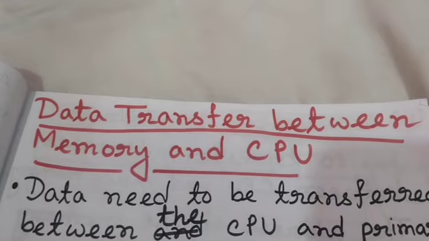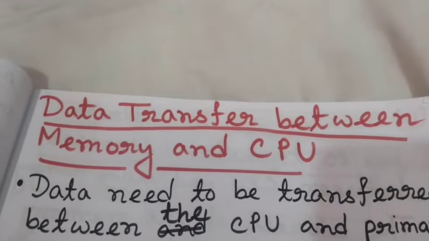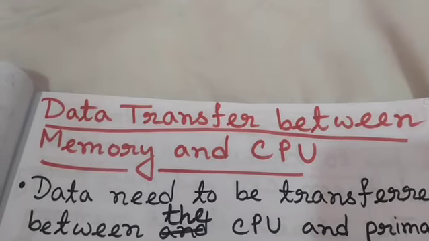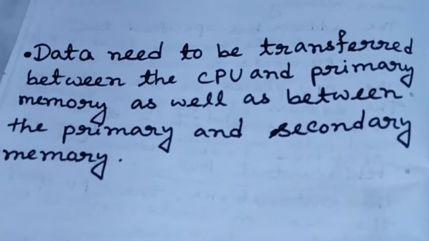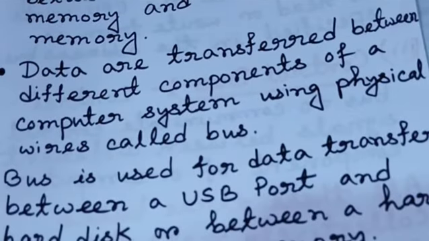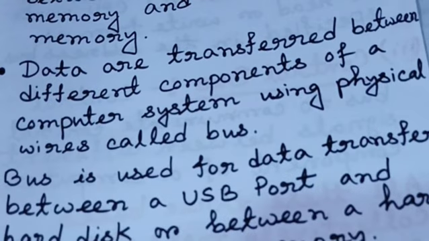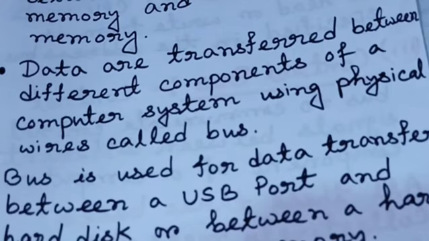Data transfer between memory and CPU. Data need to be transferred between the CPU and primary memory as well as between the primary memory and secondary memory. Data are transferred between different components of a computer system using physical wires called bus.